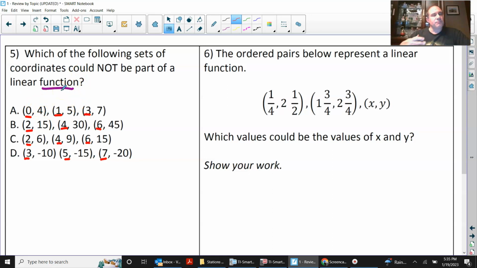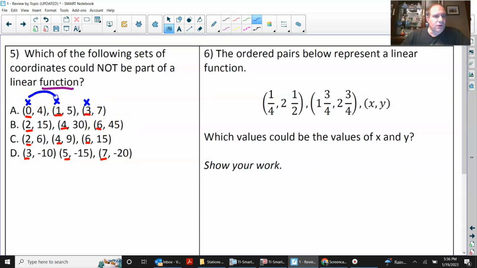Now, you can do this one way by using y2 minus y1 over x2 minus x1. Figure out the slope twice. If the slope is the same, that means the rate is constant, and that means it's linear. I'm not going to do that. I'm going to look at the pattern. All right, so this is my x.